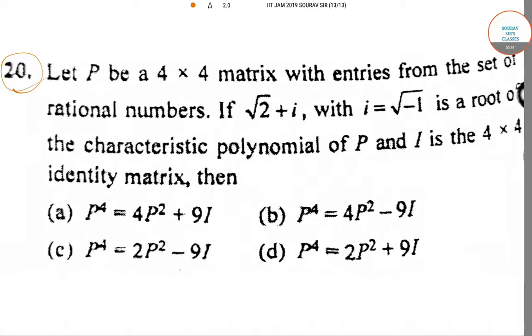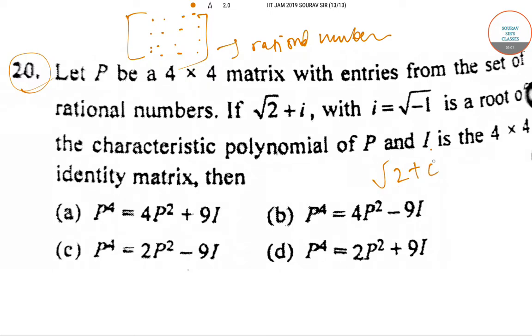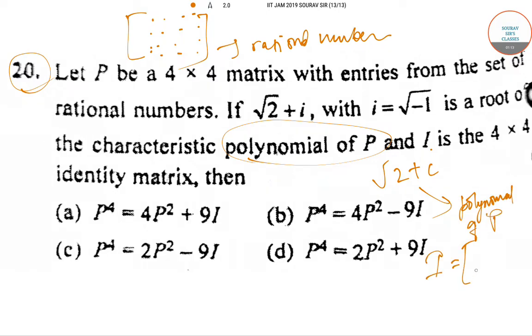The question goes something like this: let P be a 4x4 matrix. It means we have 4 rows and 4 columns, with entries from the set of rational numbers. So all the entries are rational numbers. Now, if root 2 plus iota is a root of the characteristic polynomial of P, and I is a 4x4 identity matrix, that is 1 0 0 0, 0 1 0 0, 0 0 1 0, 0 0 0 1. So this is the I matrix. Which is the correct option? We have four options and we'll be seeing which is the correct option for this particular kind of question.